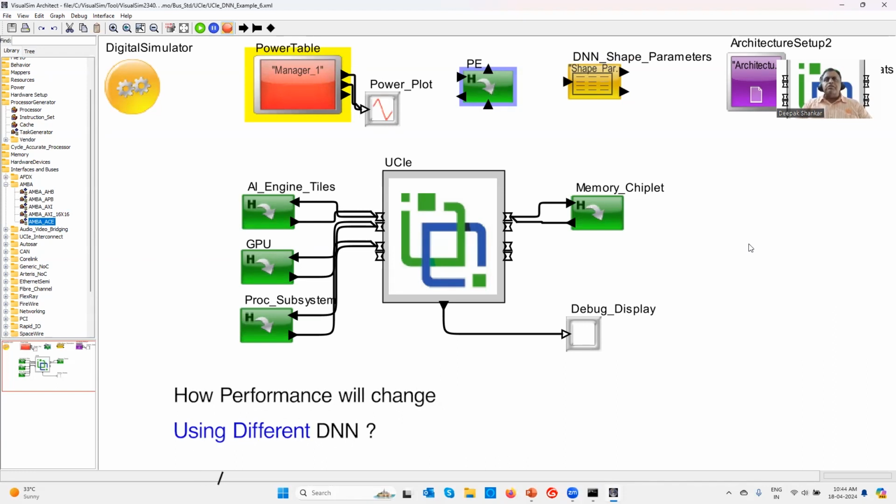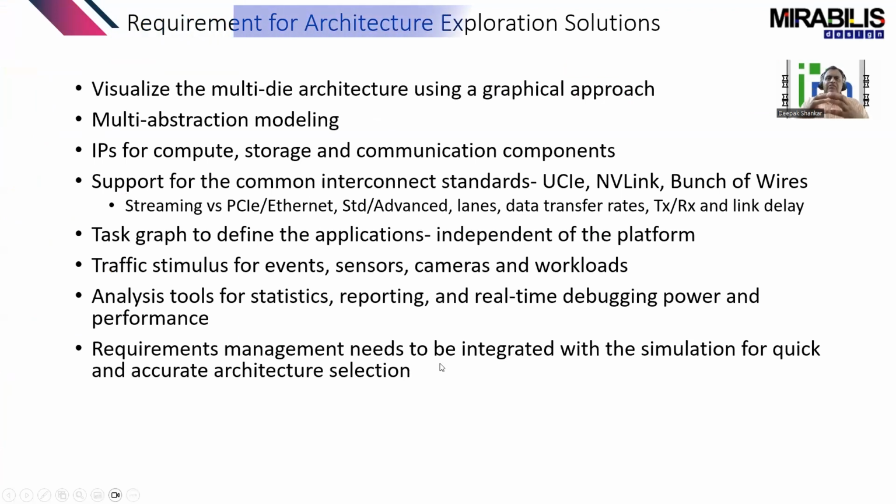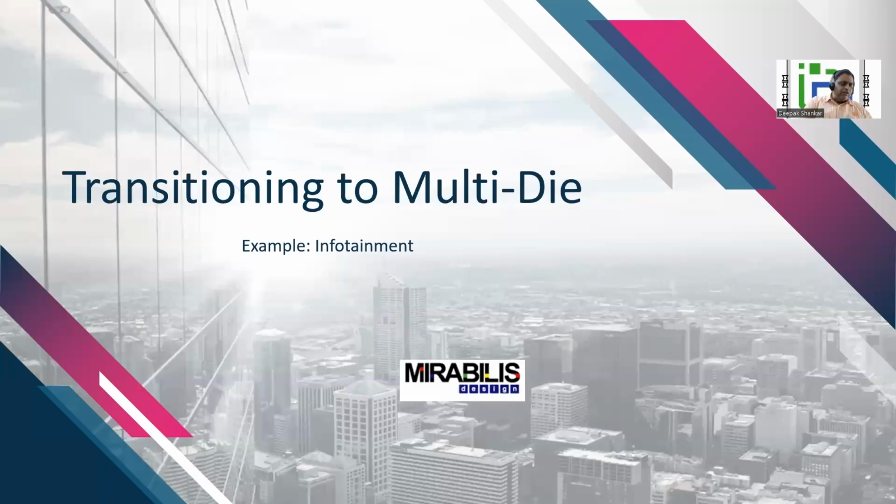How is the performance going to change if I make changes, say, to using a different DNN, or increase the number of tiles, or use a faster processor, or vary the memory chiplet count. Vary the amount of memory. How do they all behave? This is where architecture exploration comes into play. And that is also the reason why you need all of these components to be able to do an effective architecture study.